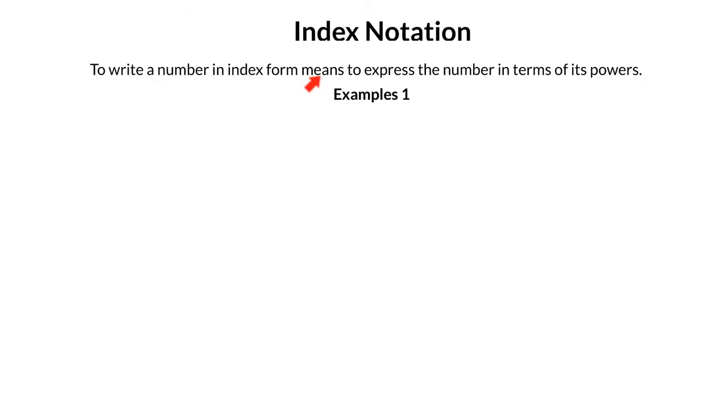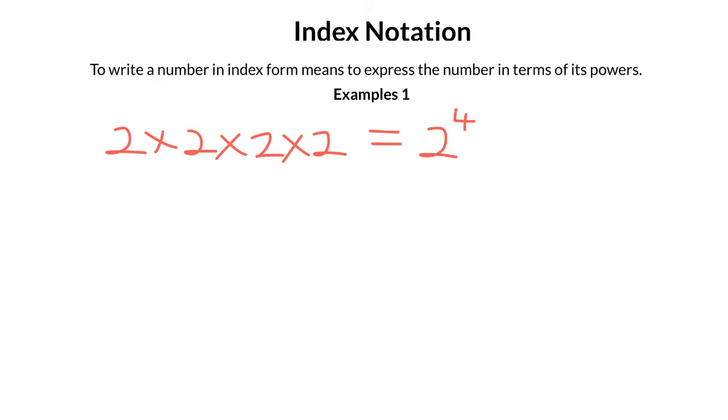Index notation. To write a number in index form means to express the number in terms of its powers. Example, if we have the number 2 times 2 times 2 times 2. Now here we have how many 2's? 1, 2, 3, 4. So this could be written as 2 raised to the power of 4.